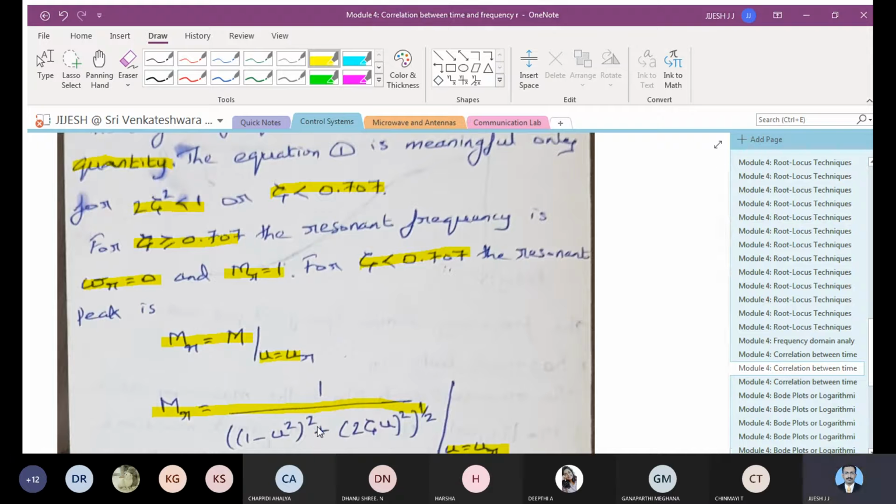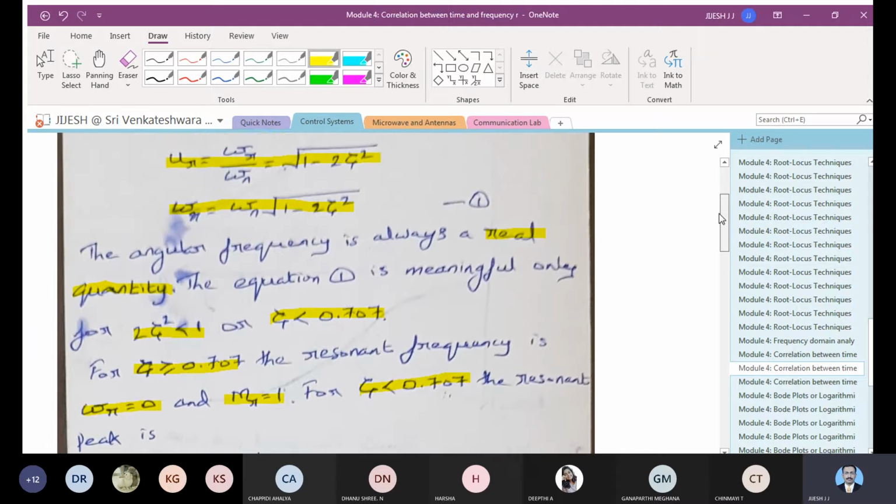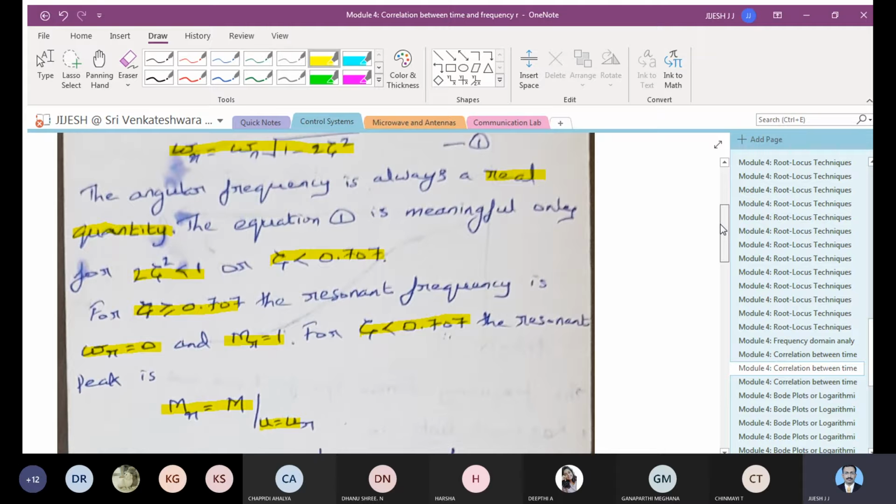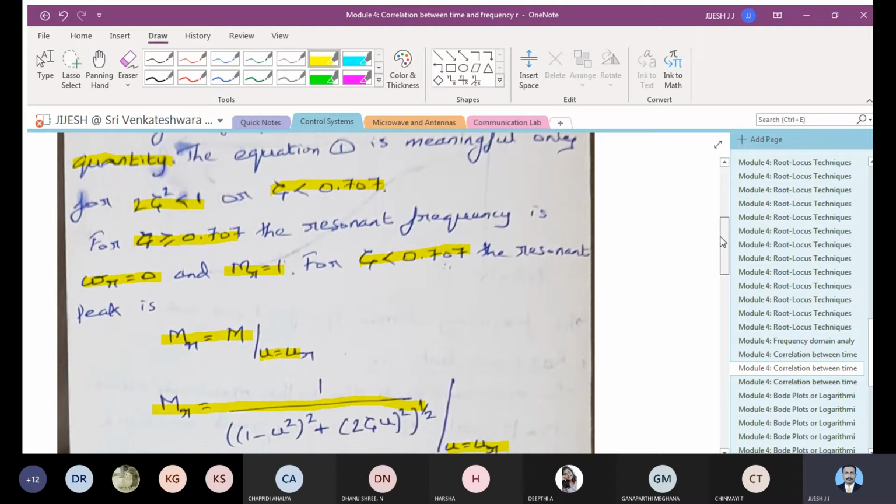So we got the expression for omega r as well as Mr. Omega r we got as we have discussed before: omega r is equal to omega n root of 1 minus 2 zeta square. And we got Mr is equal to the same as M, that is 1 divided by the square root of (1 minus u square) whole square plus (2 zeta u) whole square. So this is applicable when u is equal to ur. So you can note this down.